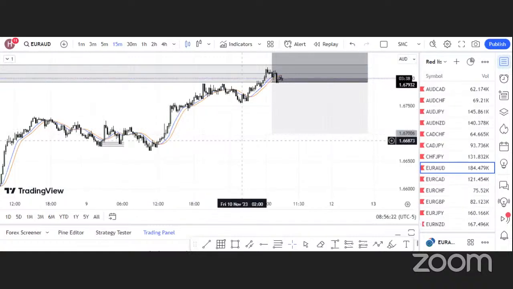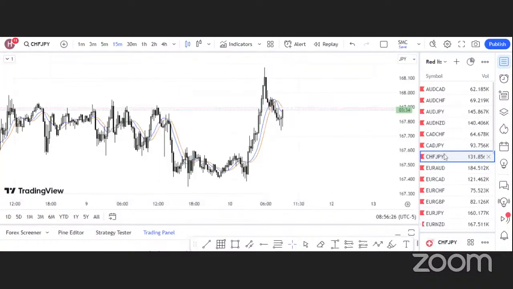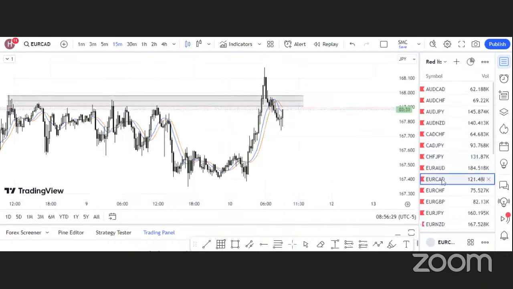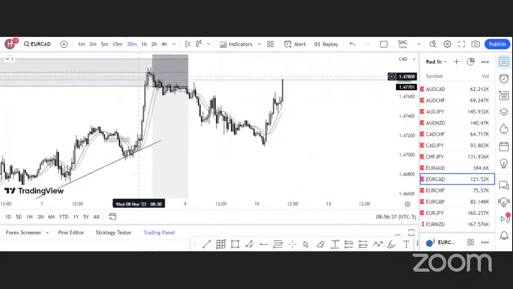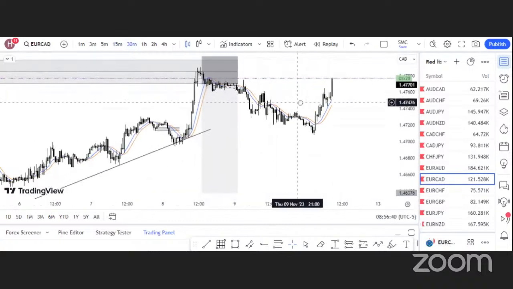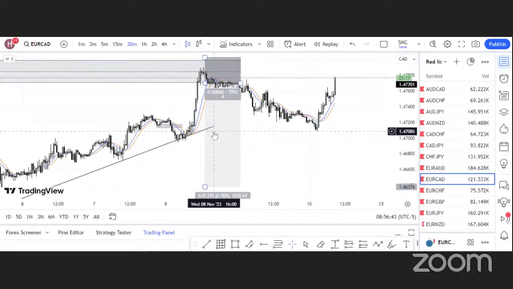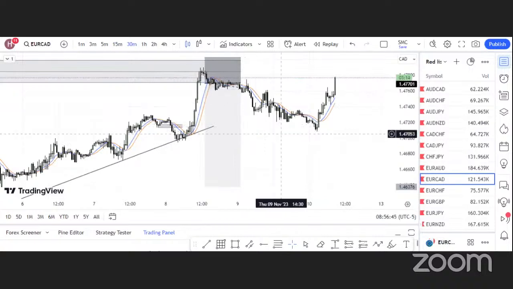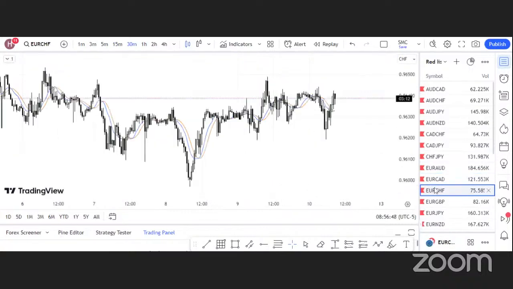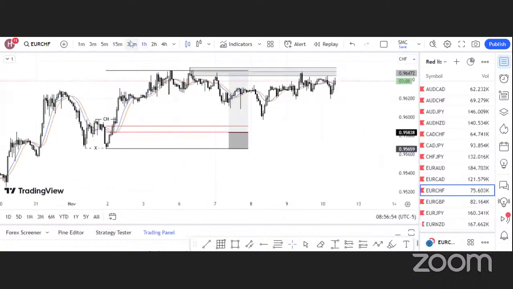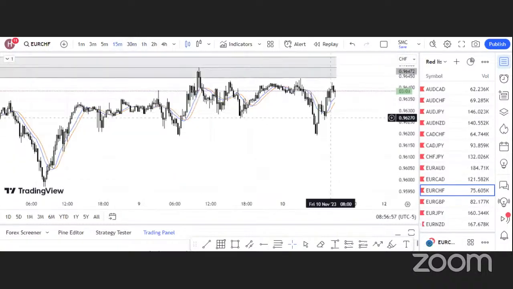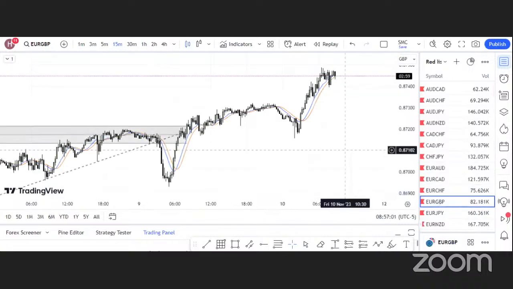Okay, so let's quickly look for more entries before our time elapses. Okay. So the markets are moving. Markets are moving. Okay. So this is a consolidating market. I hate consolidating markets. All right.